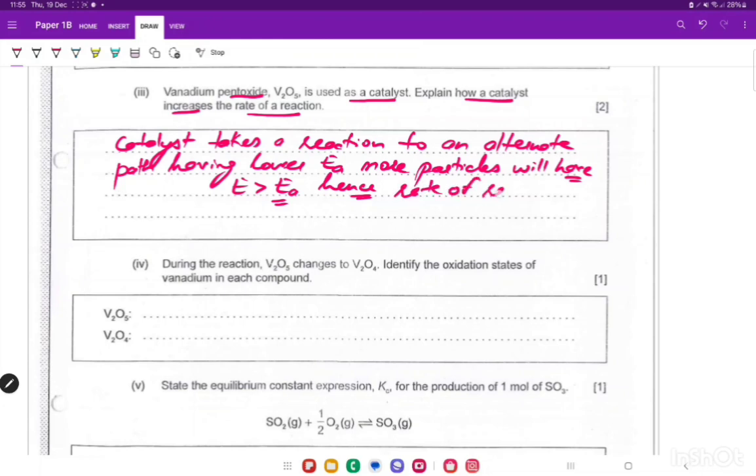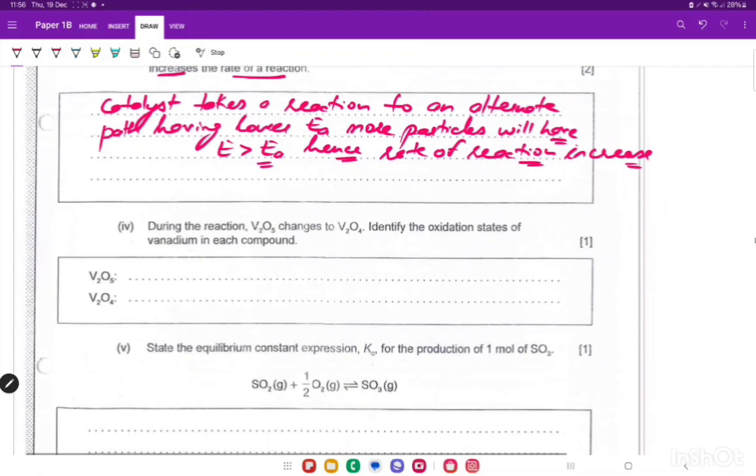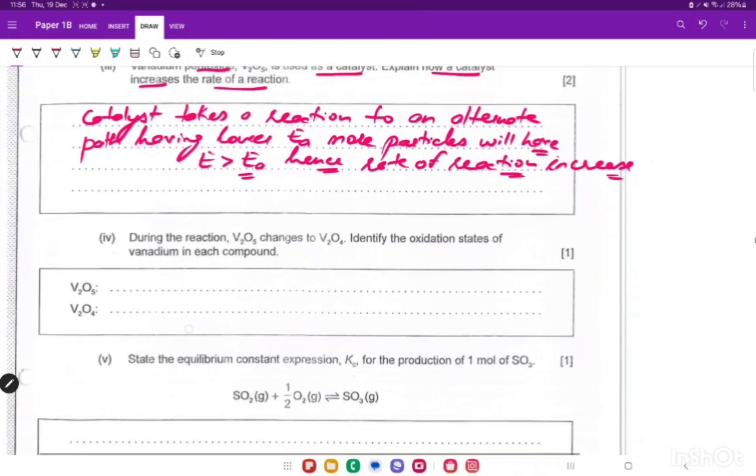So what should be the answer? The catalyst takes the reaction to an alternate path which has lower activation energy, thus increases the rate of reaction, since more particles will have energy greater than activation energy.